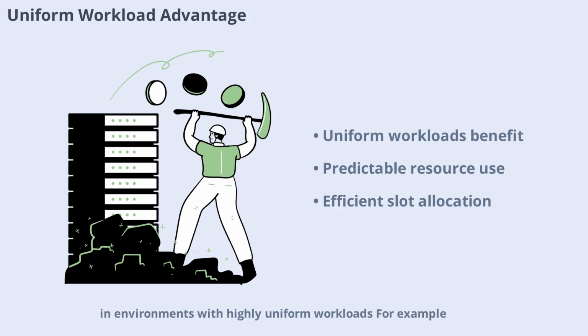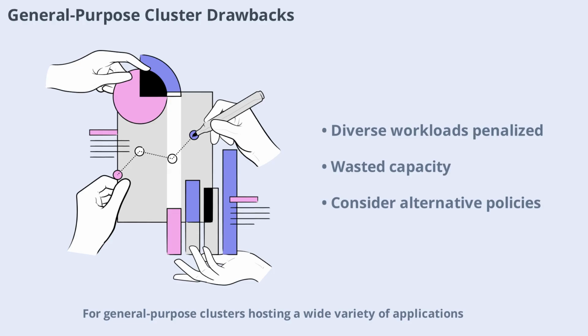For example, a dedicated VDI cluster where every VM has similar resource requirements can benefit from the simplicity and predictability of this model. In such cases, the risk of outliers is minimized, and resource utilization is much more efficient. For general-purpose clusters hosting a wide variety of applications, the slot-based policy can be a poor choice. The diversity of VM resource reservations increases the likelihood of outliers, leading to wasted capacity and reduced efficiency. In these environments, alternative admission control policies may offer better results.